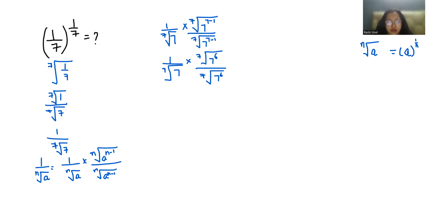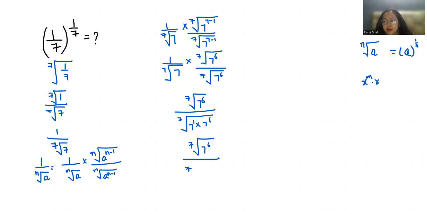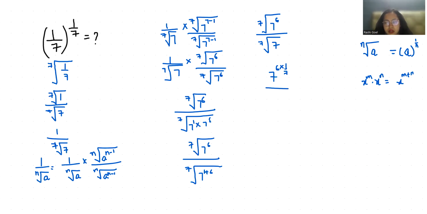So 1 times (7th root of 7)^6 is (7th root of 7)^6, and the denominator becomes the 7th root of 7^1 times 7^6. According to the exponent rule, x^m times x^n is equal to x^(m+n). So the denominator becomes 7^7, and the numerator I can write as 7^(6 times 1/7), and the denominator as 7^(7 times 1/7). So we can cancel out the 7s, and it becomes 7^(6/7) by 7.